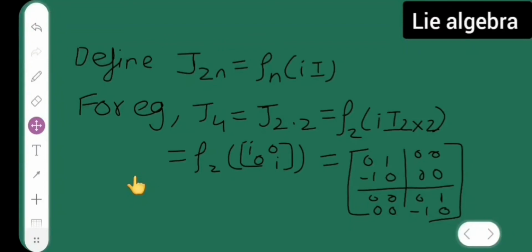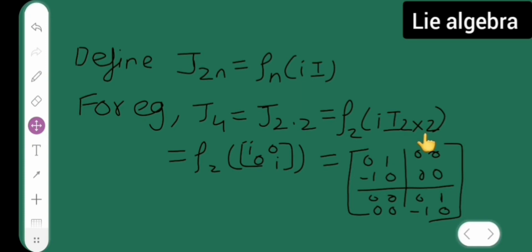So this is my lecture 8, and here I have to define. I will start with the definition. J_2n is equal to nothing but rho_n of I. Okay, for example, J_4 is equal to J_2·2, which is equal to rho_2 of I.